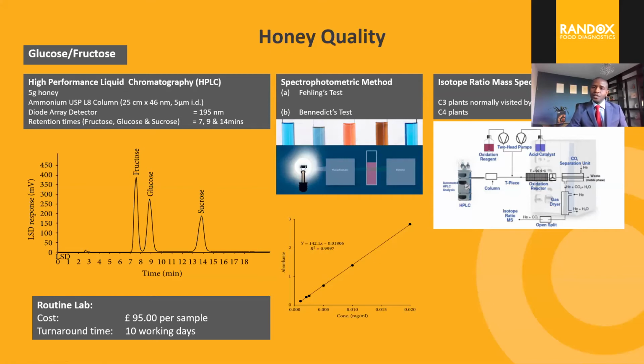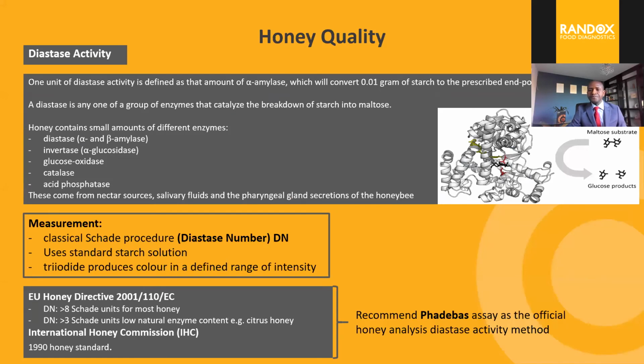Because most honeys are made from nectar, which is produced by C3 plants, when you start to see C4 plant sugars within your honey, then that is a big problem. Another test for honey quality is the diastase activity. This is one of the activities that indicates the age of honey. How long has this honey been around? Has it been exposed to high temperature?